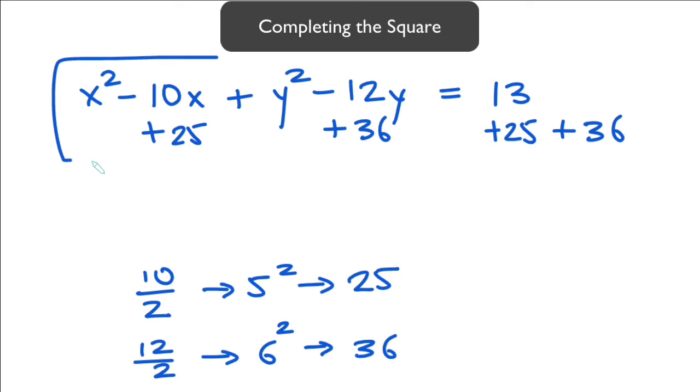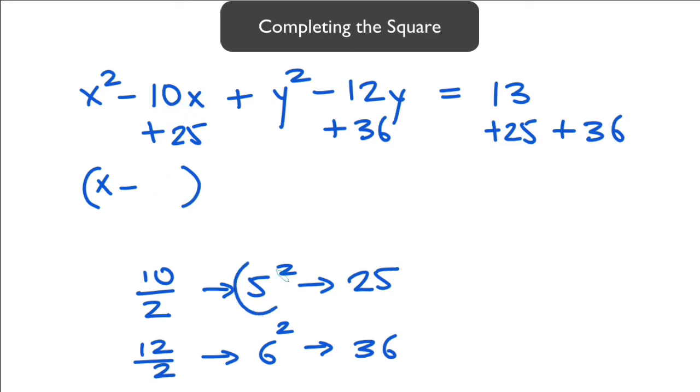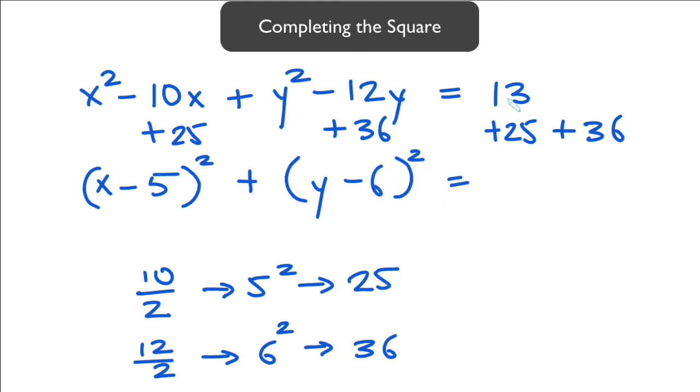Now you've got two completed squares, this one and this one as well. So let's combine them together. Let's collect these terms. You've got x minus, I think you know what to do now, x minus this part over here is going to be 5. So you're going to write x minus 5 squared. And then you've got y minus 6 squared. And this part is going to be equal to 13 plus 25 plus 36, which is equal to 74.